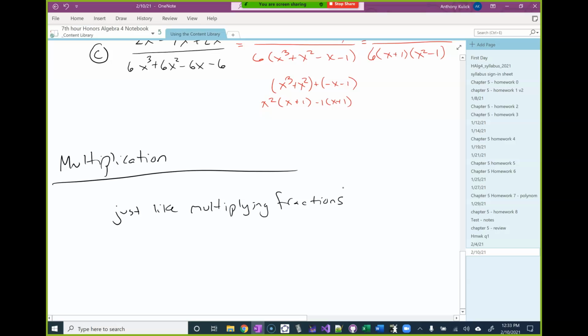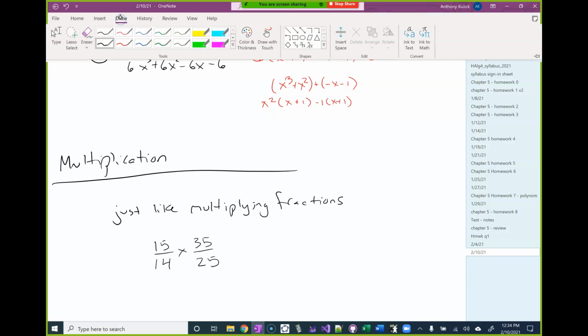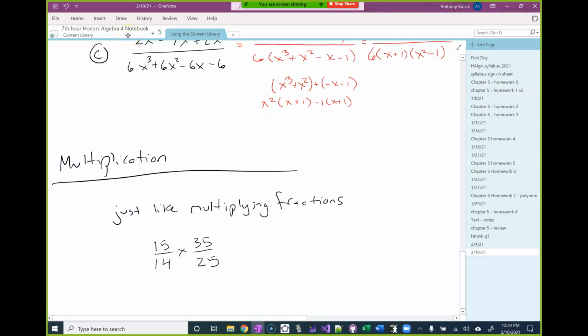So again, multiplying two rational expressions is just like multiplying fractions. So let's say we have 15 over 14 times 25 over 35. Do you guys remember how, go back in our time machine, go back to late elementary, early middle school. How do we multiply two fractions together?